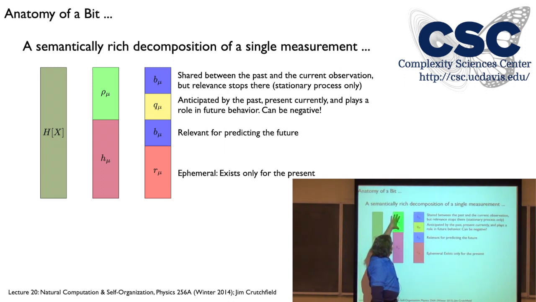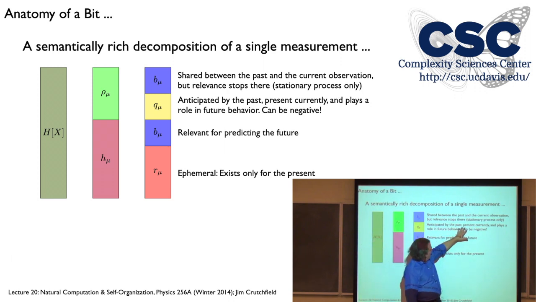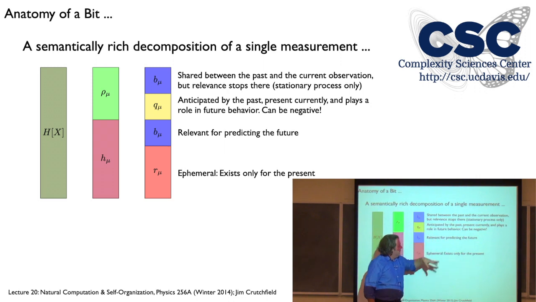There's another piece of this anticipated predictable part of the single symbol information that is actually equal to B mu in the particular cases we're working, which are stationary processes. And then there's another called Q mu, which is something that's anticipated by the past. It's present in this moment, but plays a role in future behavior. So that can be negative.